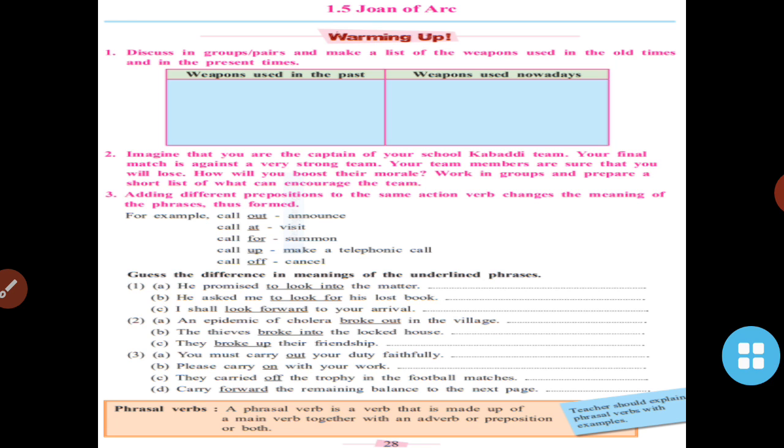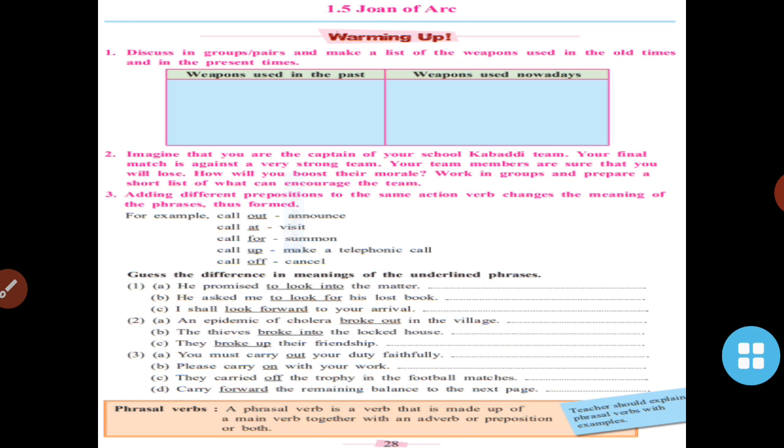Weapons are being used for some reason, to cut things and to dissolve things. We have to make a list of these weapons. So first we have to make a list of weapons which were used in the past, and a list of weapons those used nowadays, meaning in the present time.